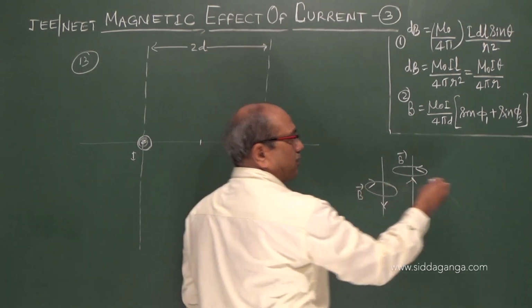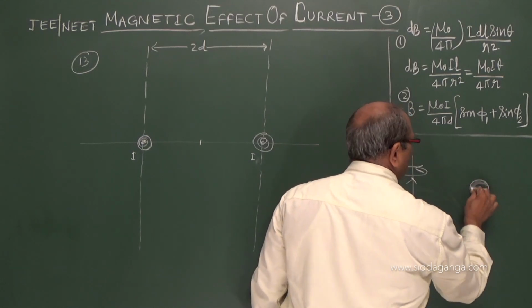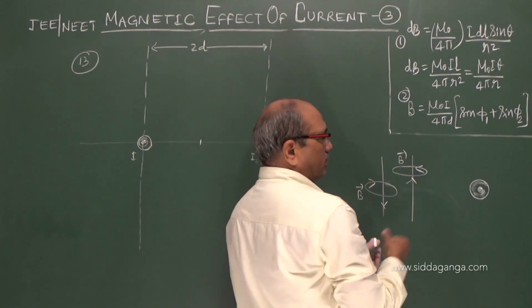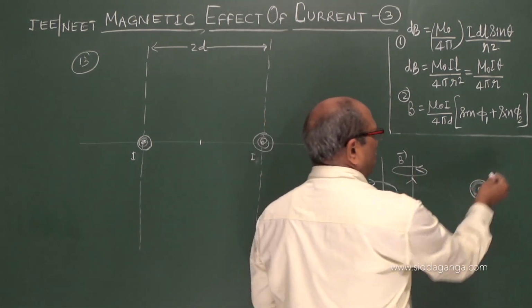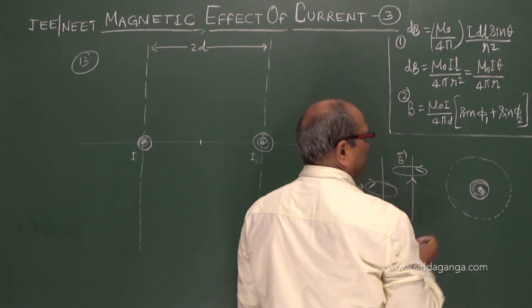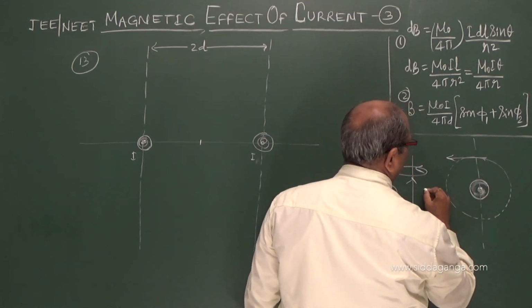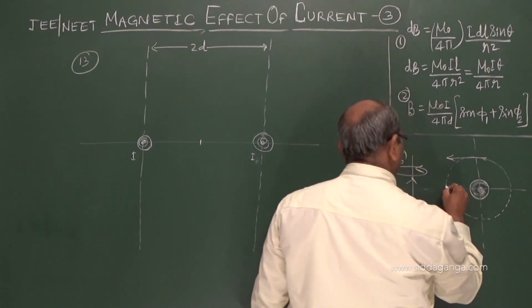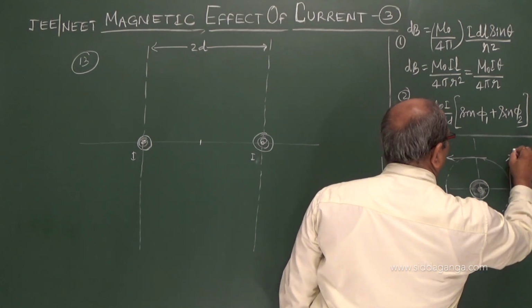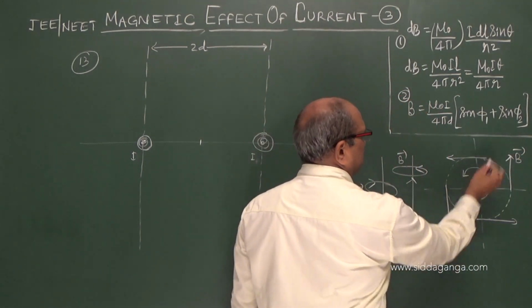If the current is perpendicular to the board, away from us, you are saying the field is anti-clockwise, which I can show with a circle like this. This is the direction of the field at four different points. Across that you can measure. This is the direction of the field. An anti-clockwise field appears.